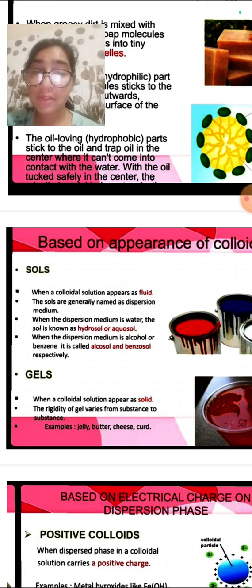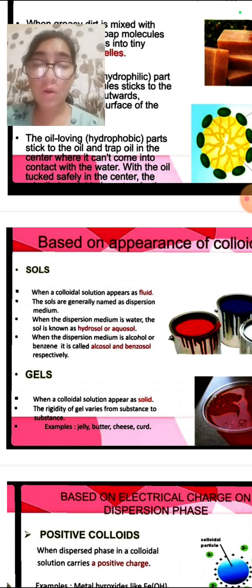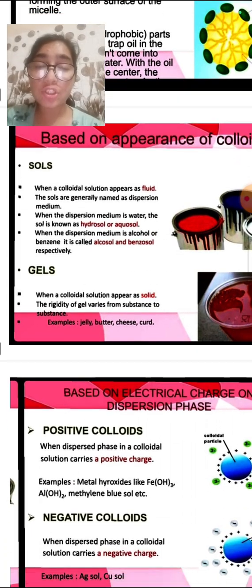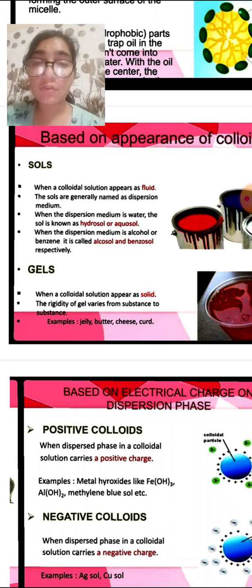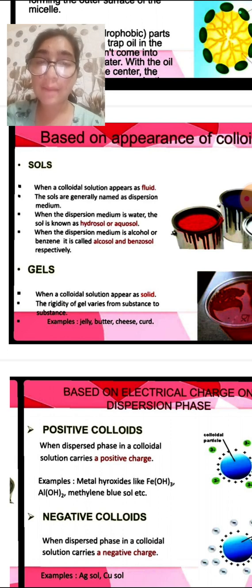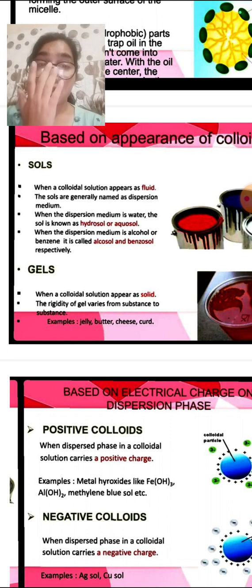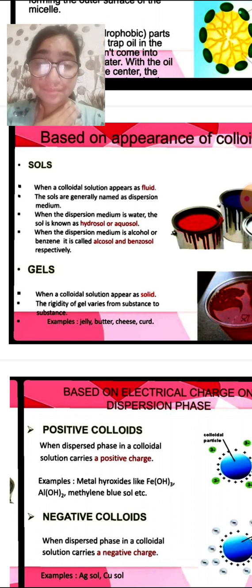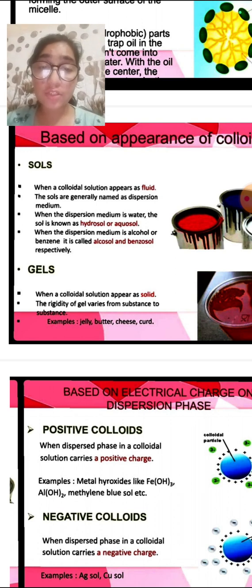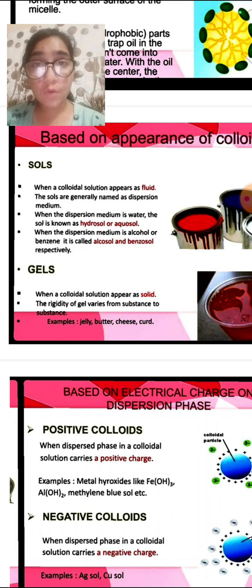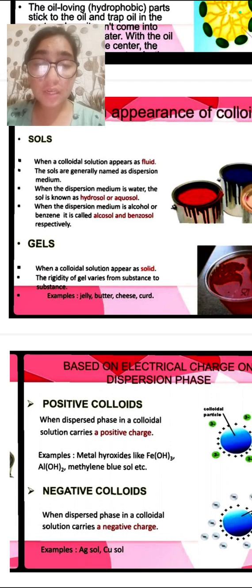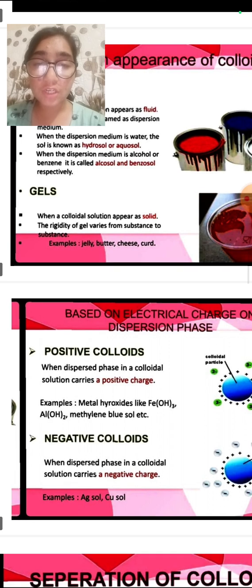When the dispersion medium is water, the sol is known as hydrosol or aquasol. When the dispersion medium is alcohol or benzene, it is called alcosol or benzosol. Gels: when a colloidal solution appears as solid, the rigidity of gel varies from substance to substance. Examples: jelly, butter, cheese, and curd. Based on the electrical charge on the dispersed phase: positive colloids. When the dispersed phase in a colloidal solution carries a positive charge. Examples: metal hydroxides like Fe(OH)3, Al(OH)3, methylene blue sol, etc.